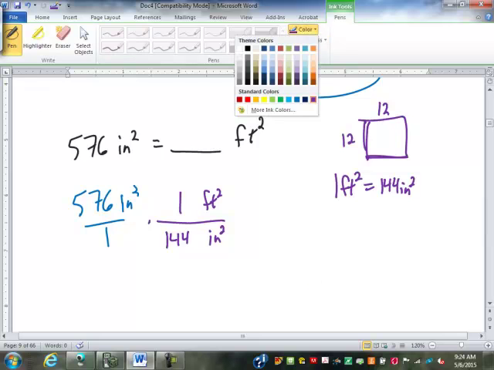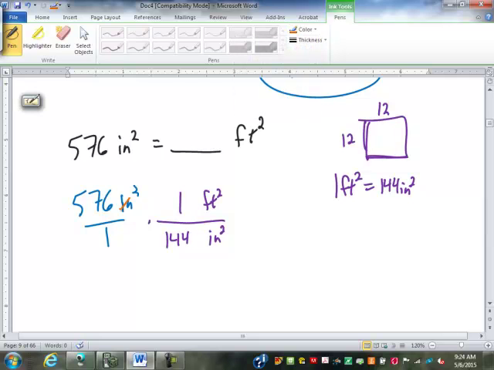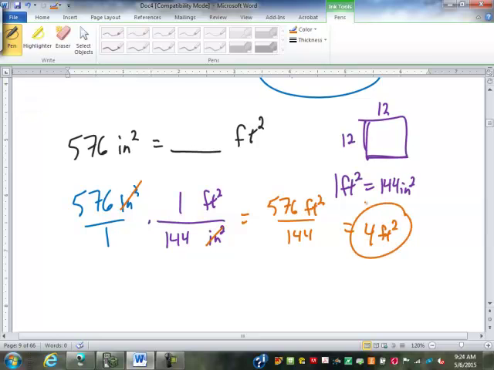I got it. Good. So now, square inches cancel out. 576 square inches over 144 divides out to be 4 square feet, or feet squared. You know, I love when you do that. I'm just looking at it, 576. It doesn't look like it should be able to divide by 144. But it does, yeah.